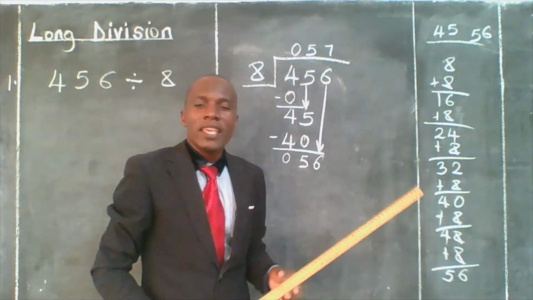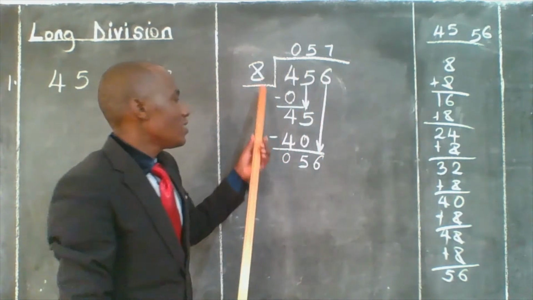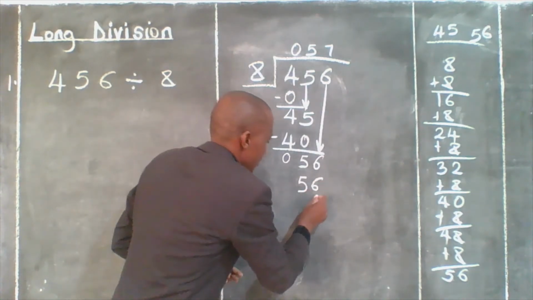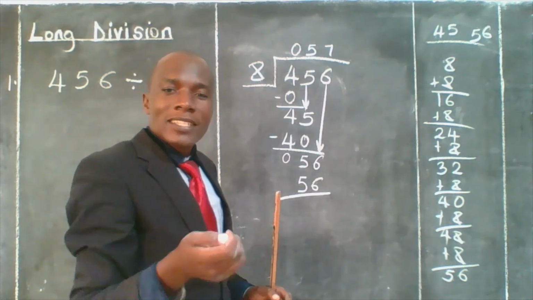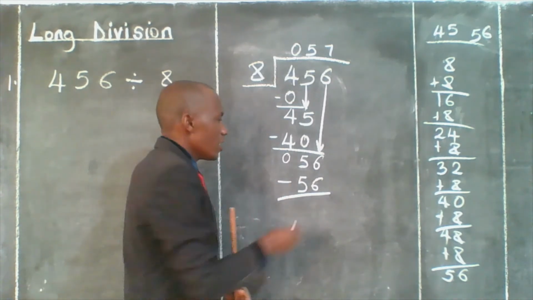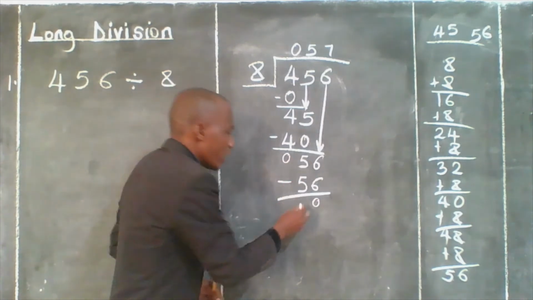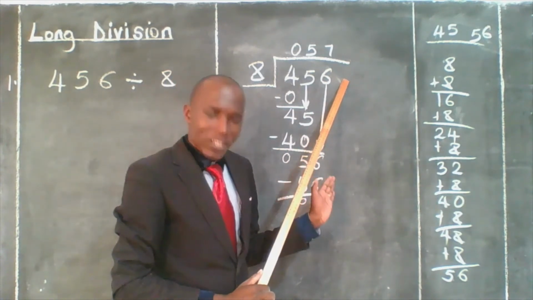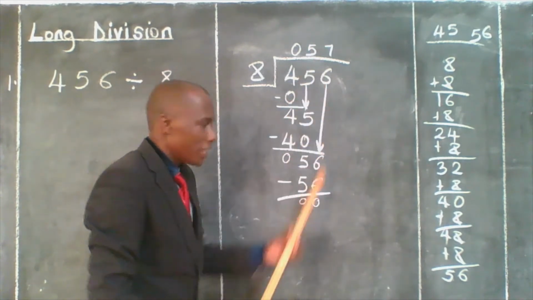The next step is again multiplication. We multiply 7 by 8. Definitely we get 56. What is the next step? The next step is subtraction. So when we subtract, 6 minus 6 we get 0, 5 minus 5 we get 0. This way, all the numbers are finished, which means we have finished dealing with the division of this number.